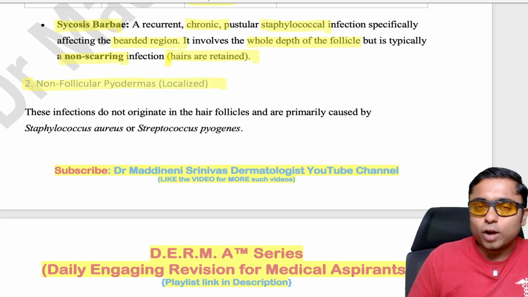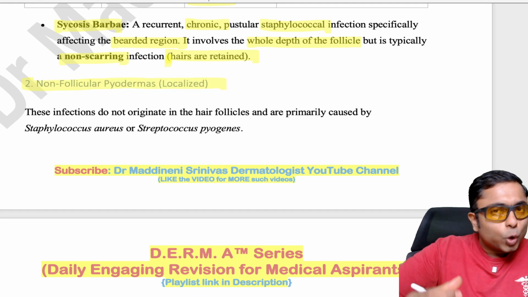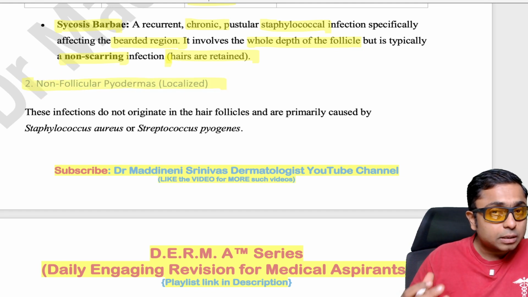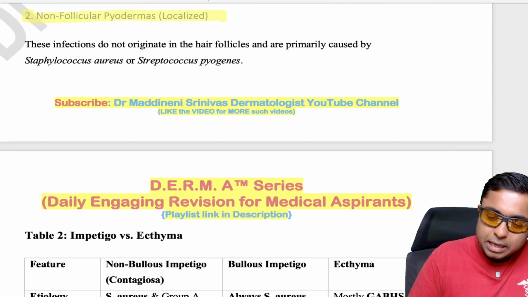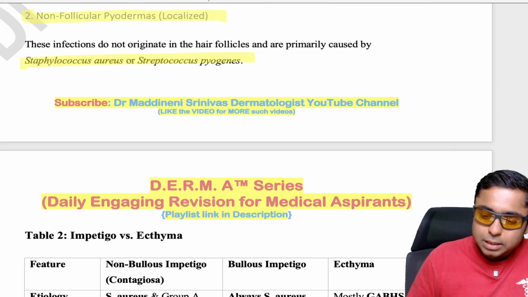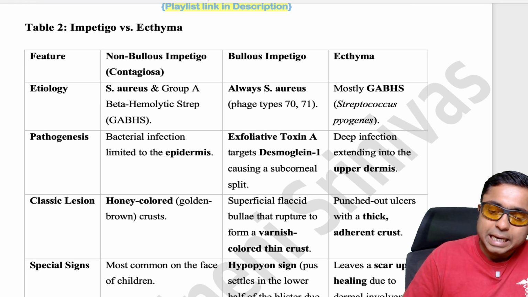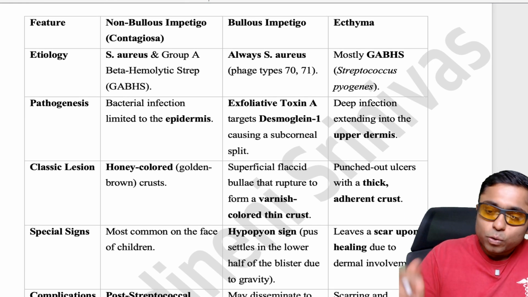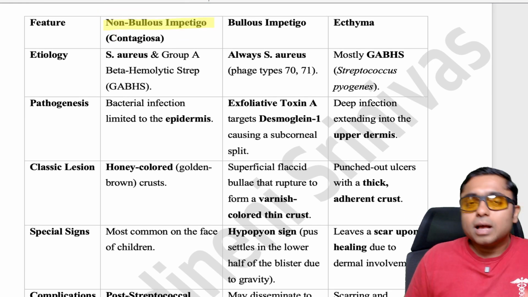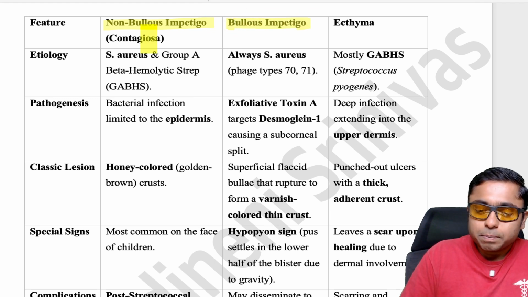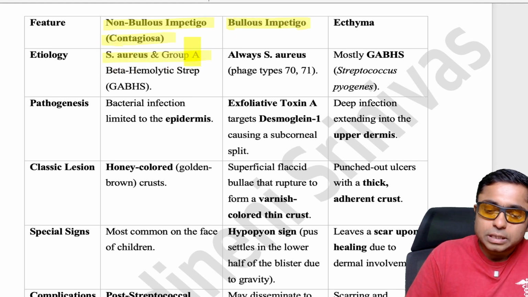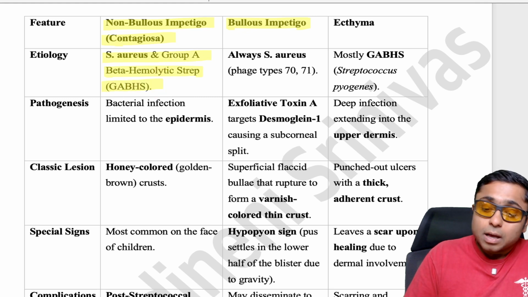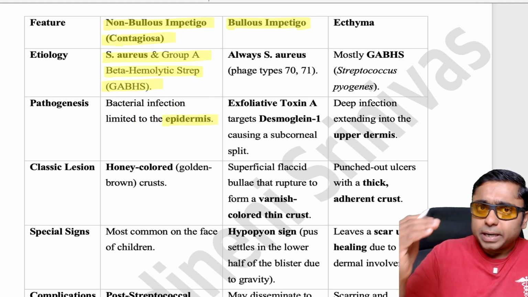Next we have the non-follicular pyodermas which are localized varieties. So what are the important diseases? Impetigo, ecthyma. These could be due to staph or streptococcus. So let us quickly see the points related to impetigo and ecthyma. Impetigo again, non-bullous impetigo and bullous impetigo. Non-bullous is also called impetigo contagiosa, which could be due to staph or strep, and it is limited to the epidermis.